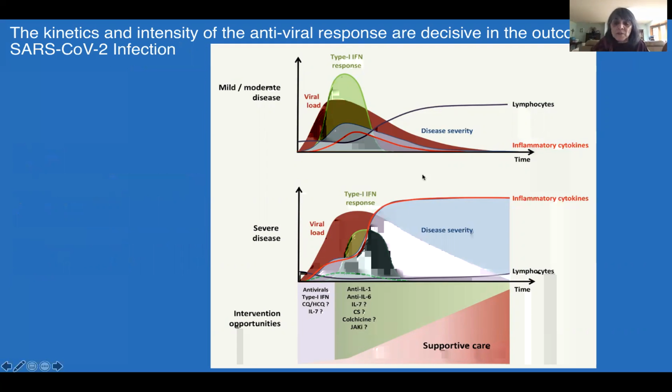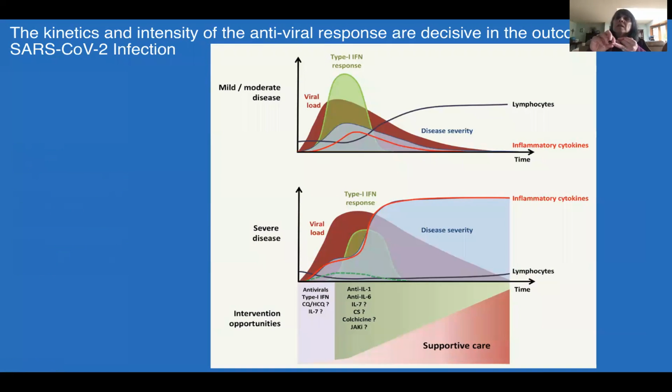And this is what we observe chiefly in people who have been smoking, who are obese and have other pro-inflammatory pre-existing conditions. This can also happen in the elderly, and we don't know why. We don't know if it's because the type 1 response just isn't as good as it would be normally. That is not well studied.